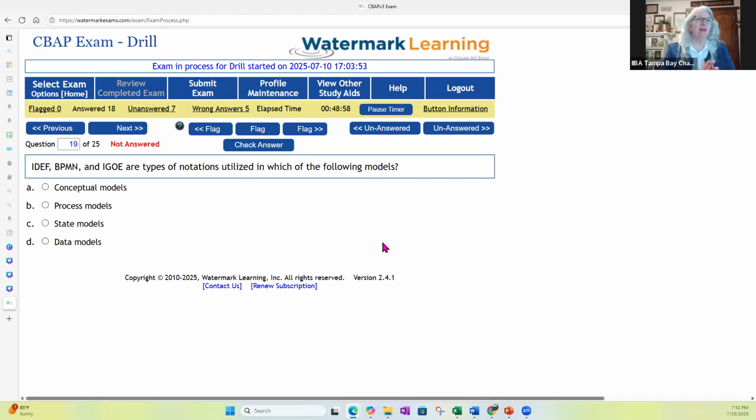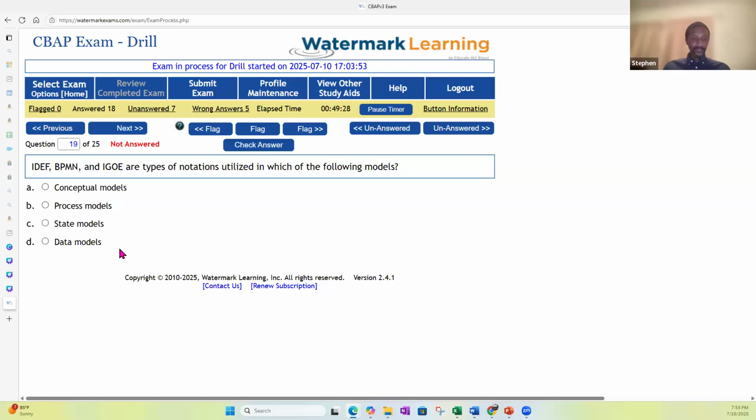Okay, IDEF, BPMN, and IGOE are types of notations utilized on which of the following models? I'm going to admit to you, I only recognize one of these, but I know what that is. If you know one, you don't have to be overwhelmed that you don't know them all. So IDEF, BPMN, and IGOE: are they conceptual models, process models, state models, or data models?